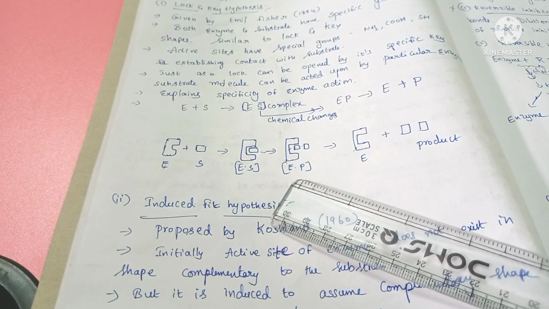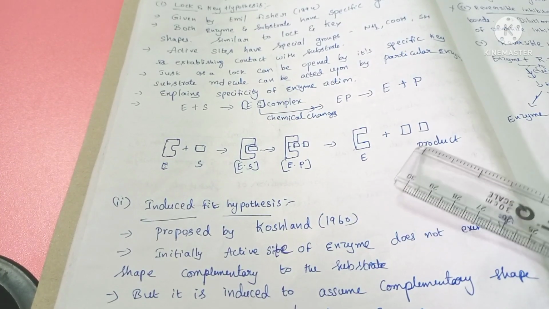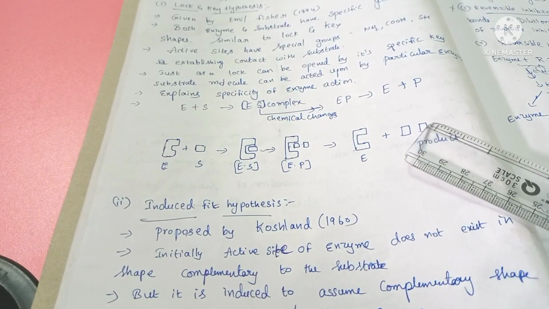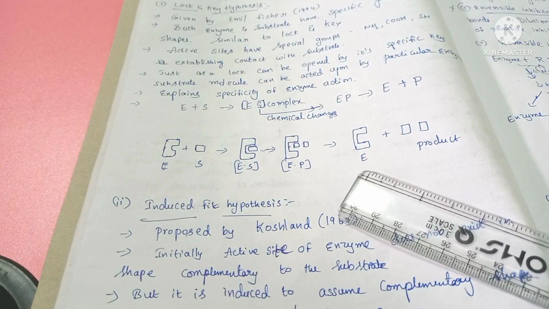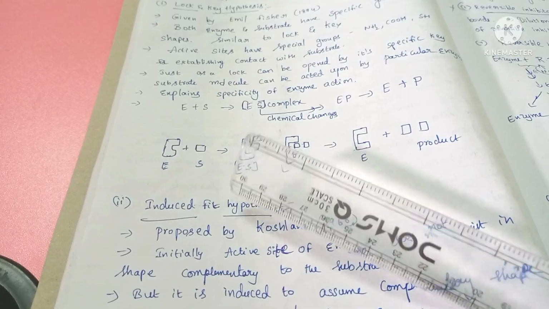After the formation of the enzyme product complex, the enzyme and product both get dissociated, and the product is released into the surroundings, and the enzyme binds to another molecule of the substrate. This is called the lock and key hypothesis.